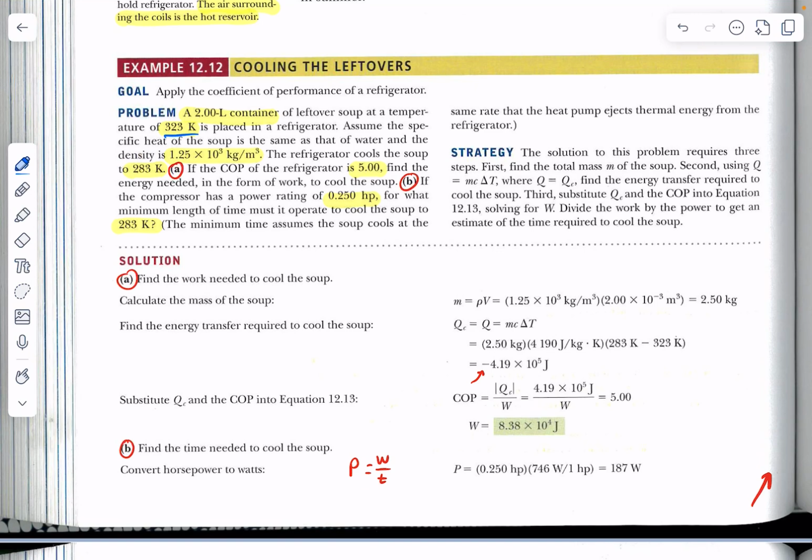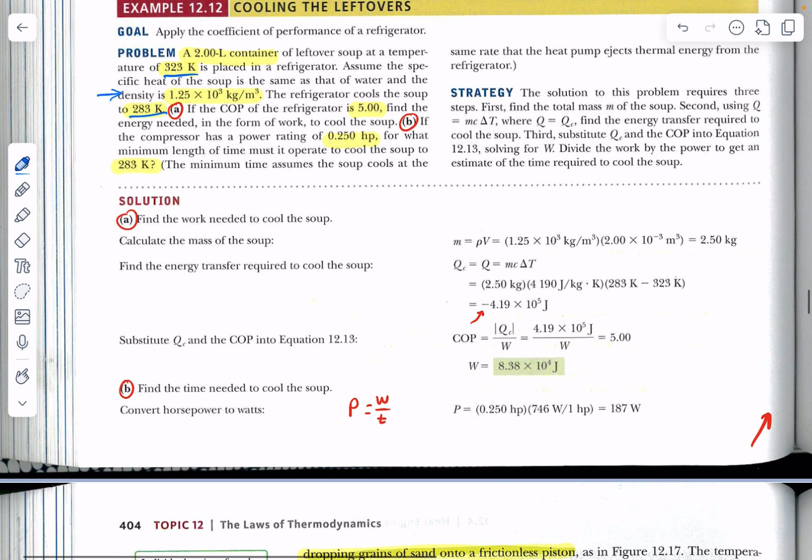The density of the soup is going to be greater than 1. The density of water, of course, is 1.0. This is a denser soup, obviously, because it's going to have a broth and maybe some vegetables or potatoes or meat in there. Then the refrigerator cools the soup to 283 Kelvin. If we're given the coefficient of performance of the refrigerator as being 5, we want to find the energy that is needed.